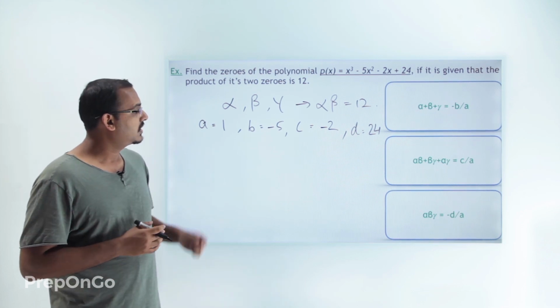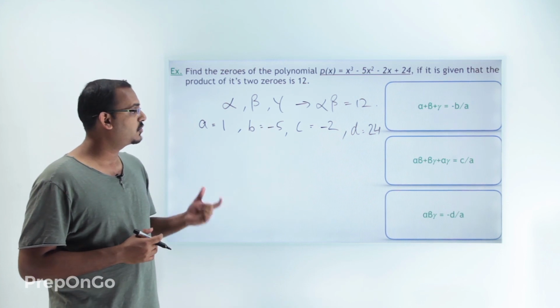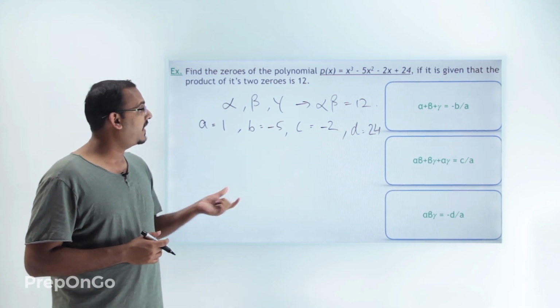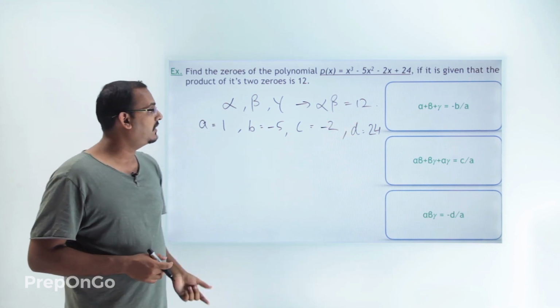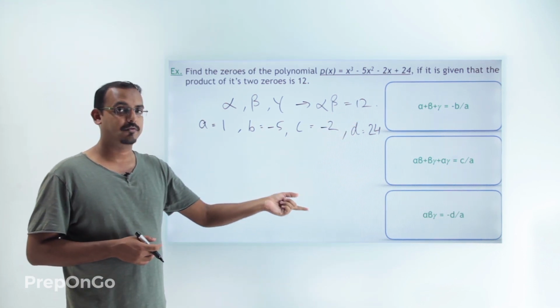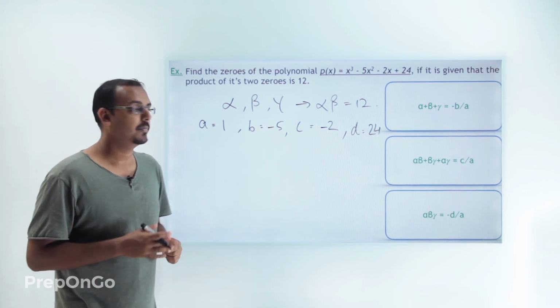Now we can use the third expression, alpha beta gamma is equal to minus d by a, to find the value of gamma, right? We know the value of alpha beta is 12, and we can find the value of alpha beta gamma from that expression. So using these two values, we can find the value of gamma.